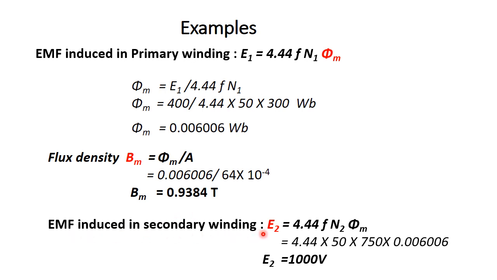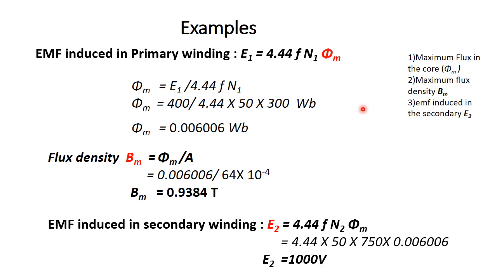EMF induced in secondary winding E2 equals 4.44 F N2 phi m. E2 is unknown and all the terms we already know. So 4.44, F frequency 50, N2 number of turns on secondary winding, and phi m we just found. So E2 equals 1000 volt. Let's recap what has been asked: maximum flux in the core phi m, maximum flux density Bm, and the EMF induced in the secondary E2.